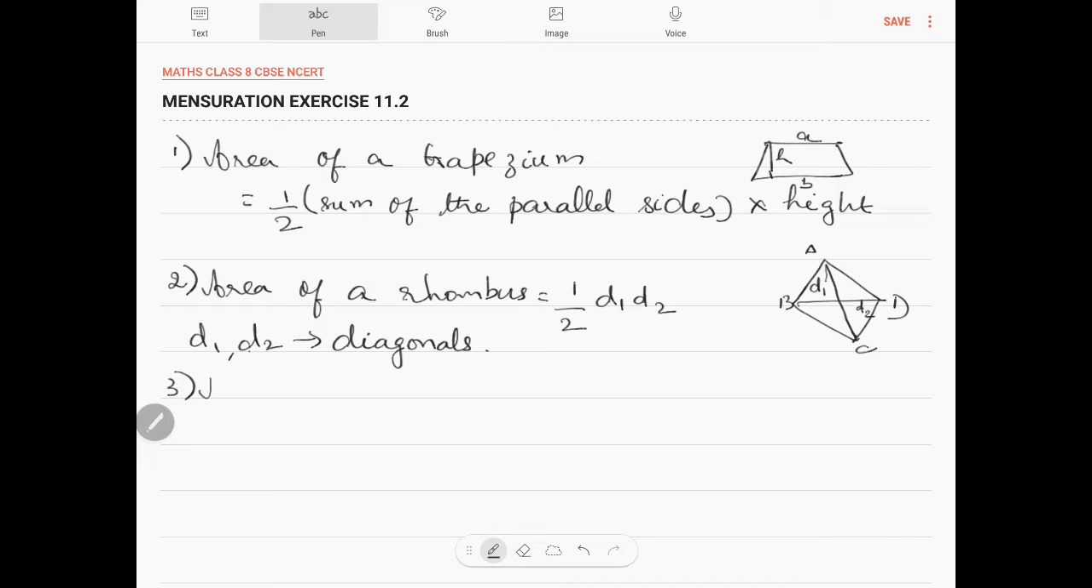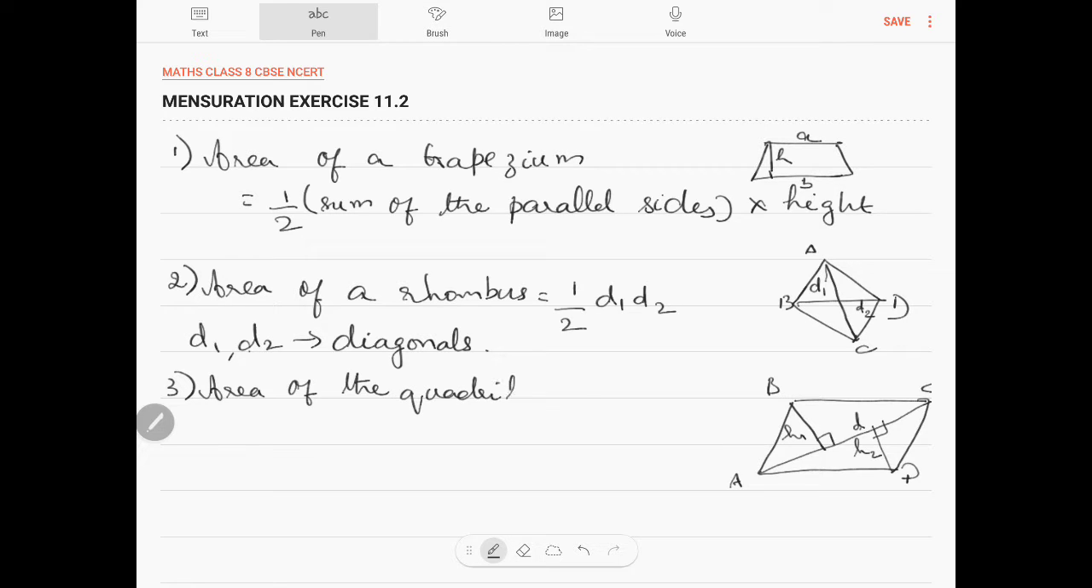Number 3, area of the quadrilateral. So we'll have a quadrilateral. This is the diagonal. This is 90 degree. We'll have it as A, B, C, D. This is diagonal D. This is H1 height. This is another perpendicular H2. The area of the quadrilateral A, B, C, D will be 1 by 2 D, the length of the diagonal, into H1 plus H2, where D is the length of the diagonal AC.